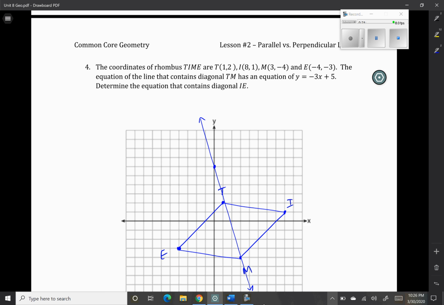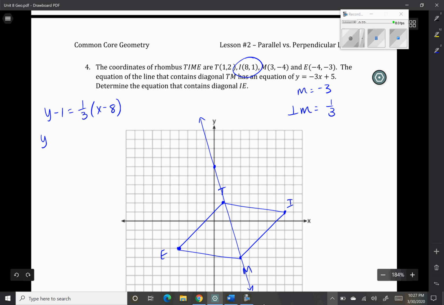Now, one of the things that's true about a rhombus is that the diagonals are perpendicular to each other. So the equation of the line that's going to pass through EI is going to be perpendicular to this equation. So the slope of this equation is -3. The perpendicular slope is positive 1/3. Then I just have to pick one of the 2 points, I or E. It doesn't matter. I'm going to pick I because they're nice positive numbers. So if I start to make this equation, I'm going to say y minus 1 equals the slope of 1/3 of (x minus 8).